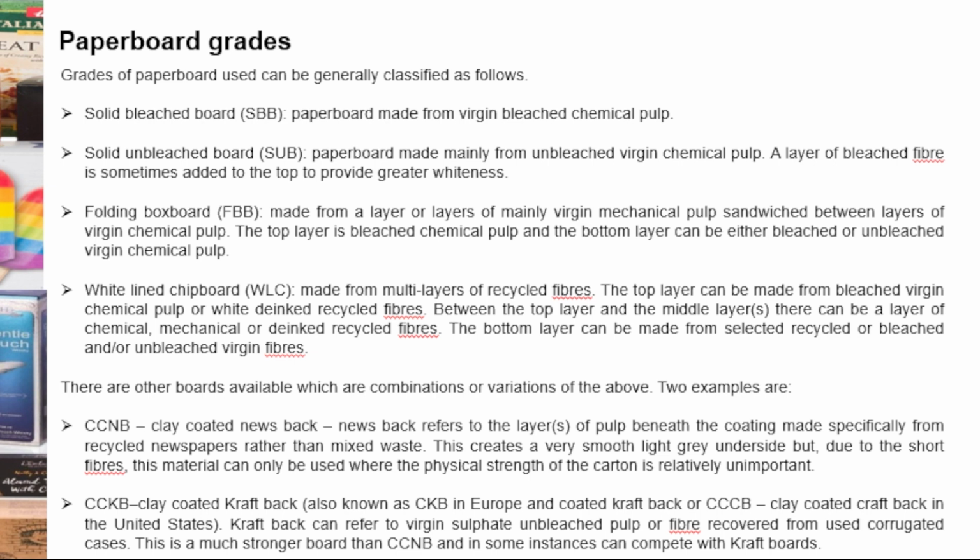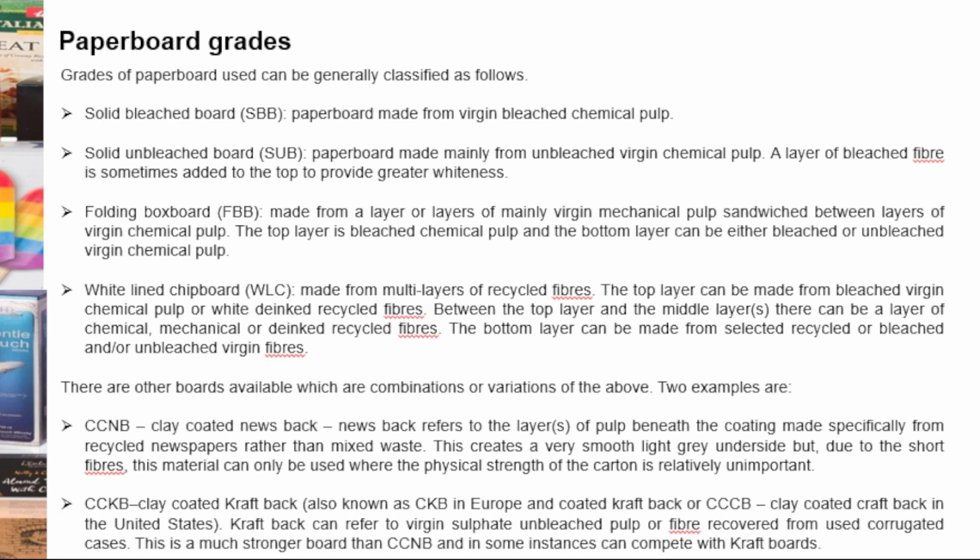The top layer can be made from bleached virgin chemical pulp or white de-inked recycled fibers. Between the top layer and the middle layers, there can be a layer of chemical, mechanical or de-inked recycled fiber. The bottom layer can be made from selected recycled or bleached or unbleached virgin fibers.